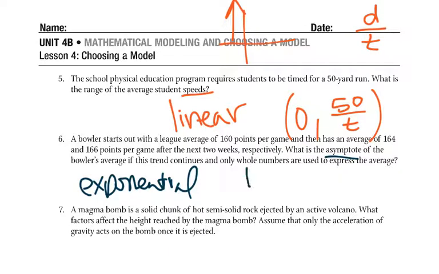So he starts out with a 160, then it goes up to 164, then 166. What if this trend continues and only whole numbers are used to express the average? This is a weird question.